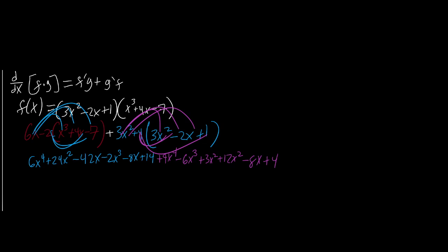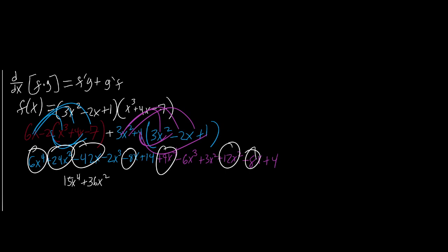Okay? Now, we combine like terms. 6x to the power of 4 and 9x to the power of 4 is going to be equal to 15x to the power of 4. What else do we have here? 24x to the power of 2 and we have 12x to the power of 2, and that's going to be equal to 36x to the power of 2. And negative 42x and then negative 8x, which is negative 16x. So negative 42 minus 16, which is going to be negative 58x.